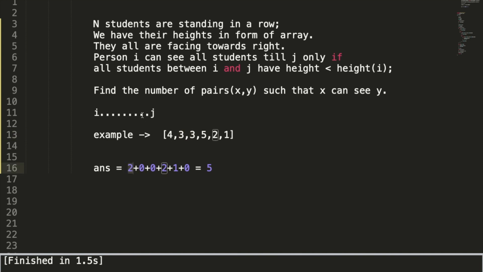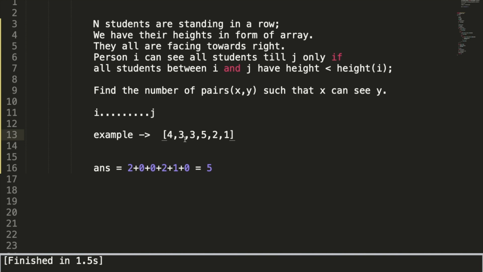Now we need to find the total number of pairs. If I am indexing this 0 1 2 3 4 5, 0 can see 1, so 0 comma 1 becomes a pair, 0 comma 2 becomes a pair, so this becomes 2 pairs. So we need to count the number of pairs x comma y such that x can see y. So 4 can see 3, 4 can see 3. These two students can be seen by the first person.